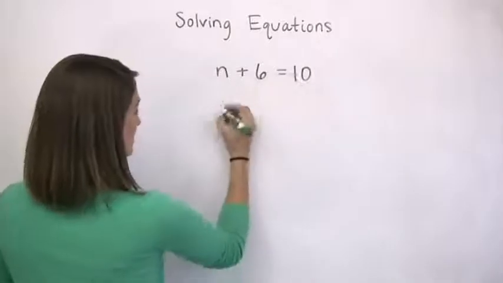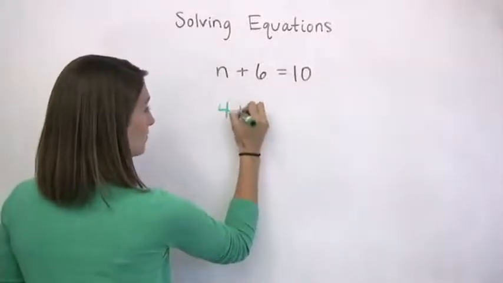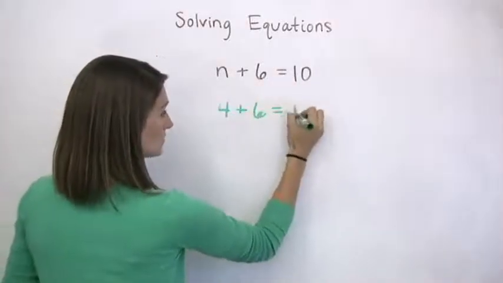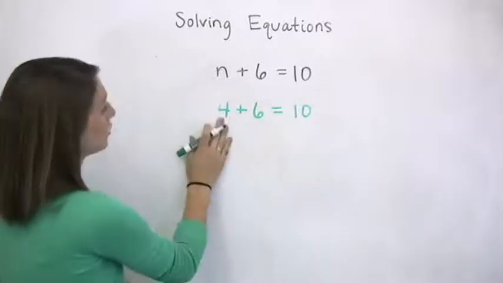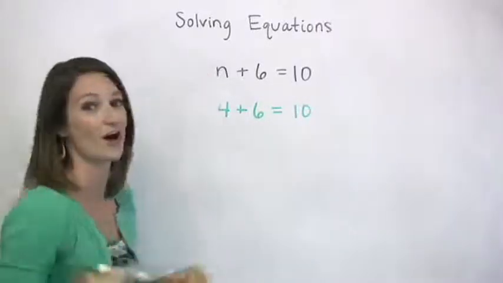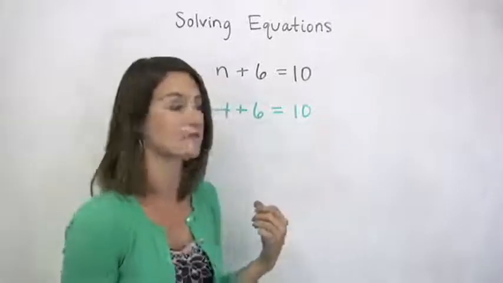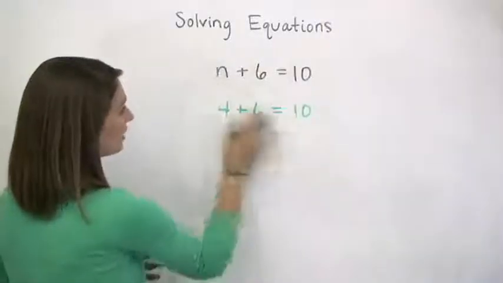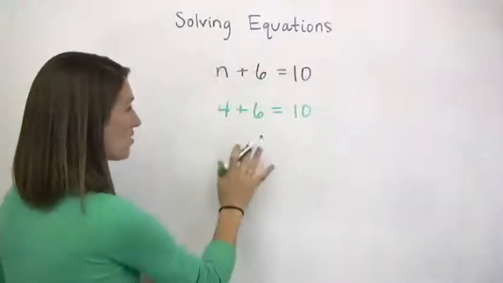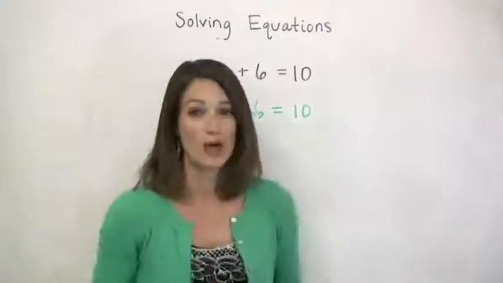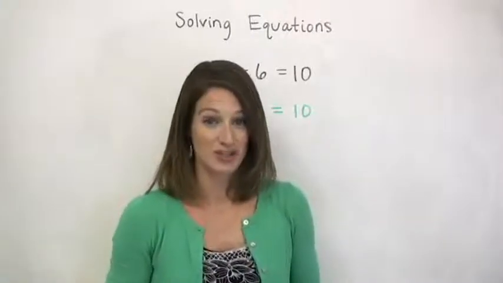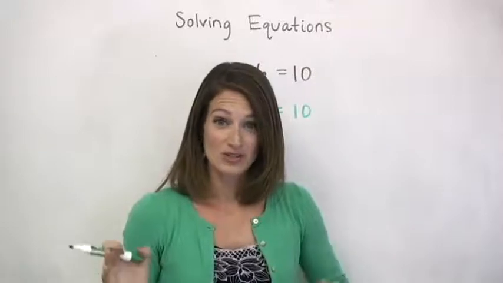So I can rewrite this as a true statement. 4 plus 6 equals 10. The value of 4 for n is our solution to this equation. Now looking at this equation, figuring out what n represents in order to get our sum, we solve that equation by means of inspection. So now let's move on to our last topic.